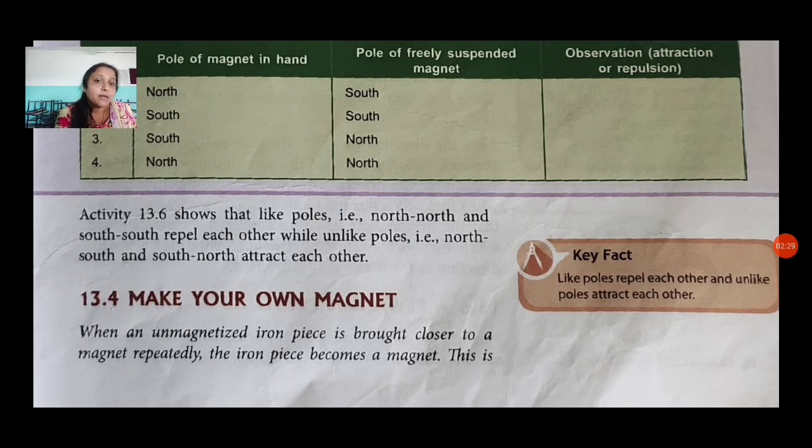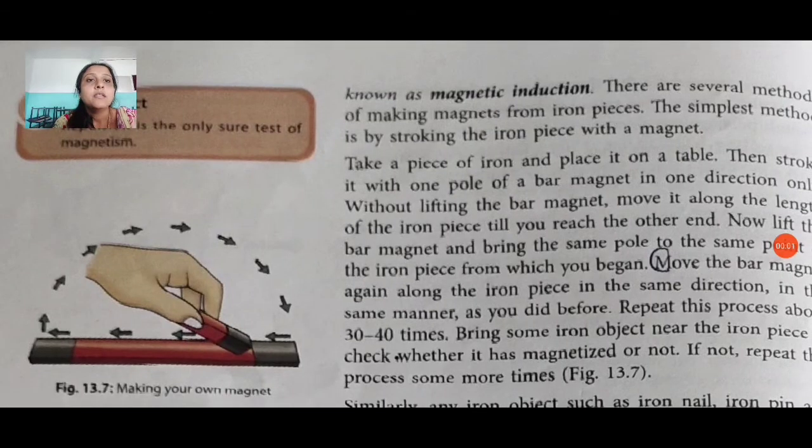How can we make our own magnet? There are several methods of making magnets from iron pieces. The simplest method is by stroking the iron piece with a magnet. You can see here in figure 13.7, making your own magnet. They are doing some activity there.